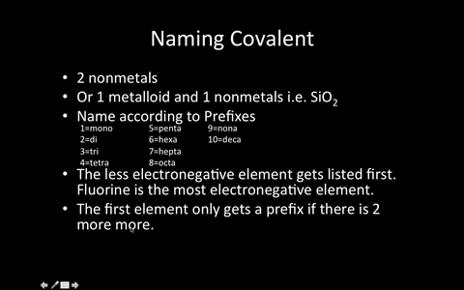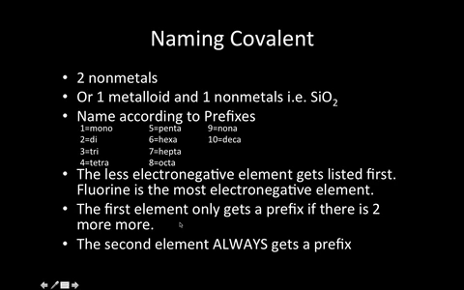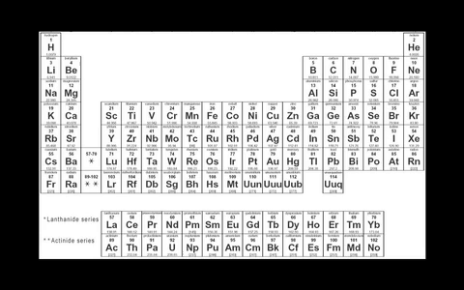The first element only gets a prefix if there is 2 or more. And then the second element always gets a prefix. So if we're looking at the periodic table here, for the least electronegative, remember fluorine is the most. Then it would go like oxygen and chlorine would have almost the same. And then we'd keep going here. So it decreases electronegativity in this direction.